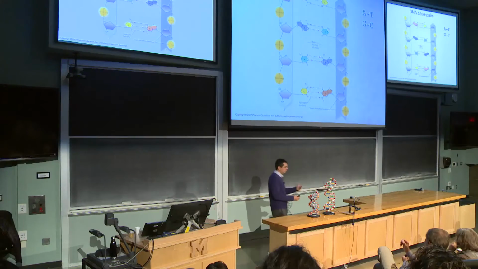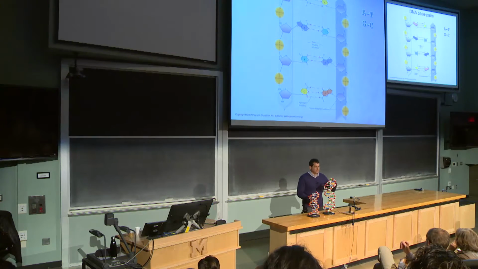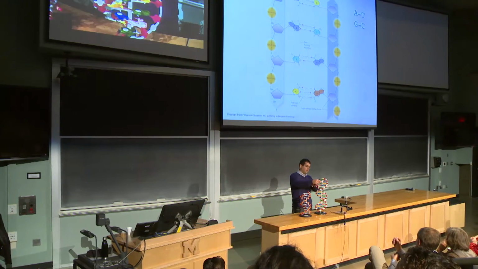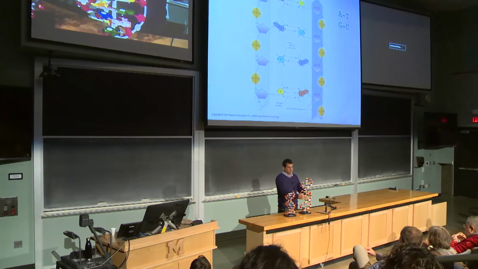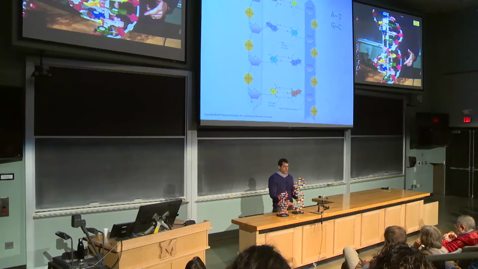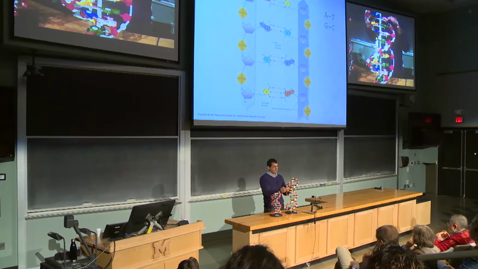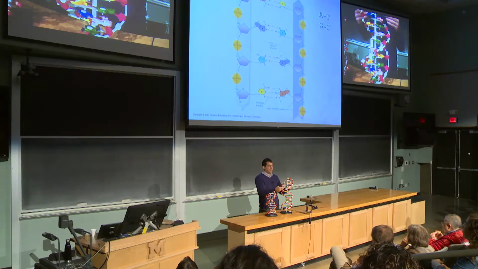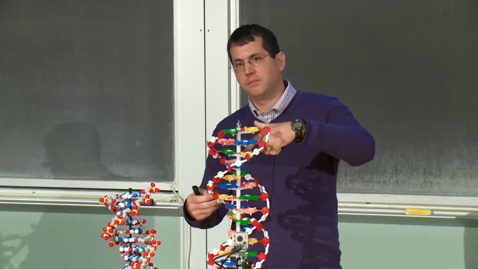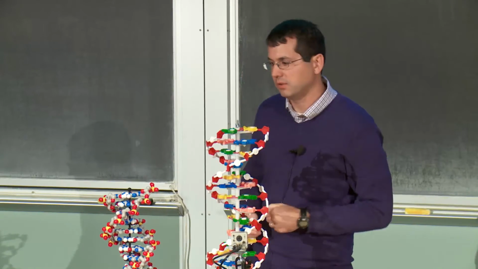If we look at the model here, we now have a nice representation of the double helix. You can see on the outside the phosphodiester backbone, which is the phosphate and sugar backbone, and pointing on the inside are the bases that are hydrogen bonded together, and it takes on this helical shape.